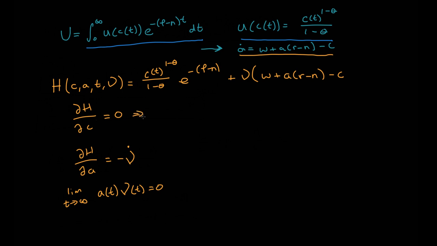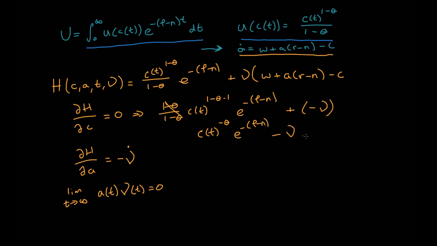Okay, so let's solve it. With the first order condition, we take the derivative with respect to c, which up here we get 1 minus theta over 1 minus theta times c(t) to the 1 minus theta minus 1, and the e to the minus rho minus n t just comes along for the ride, plus negative mu. This simplifies: this cancels, and this is going to be theta, so we get c(t) to the minus theta times e to the minus rho minus n t, minus mu, equals 0. So we can write that mu equals c(t) to the minus theta times e to the minus rho minus n t. There's a t here, sorry. Don't do that on the test.